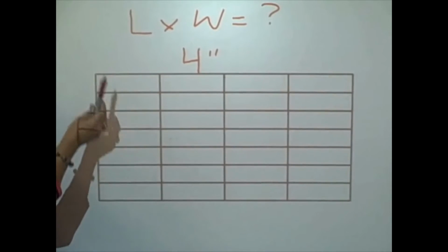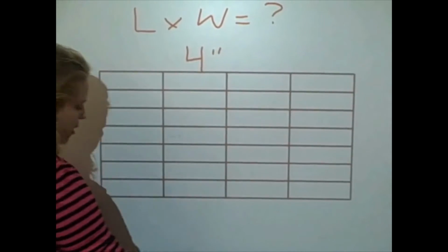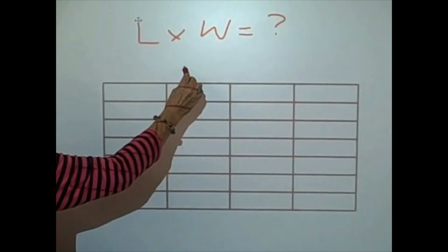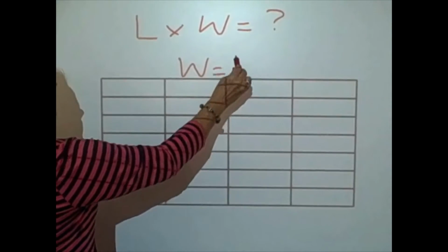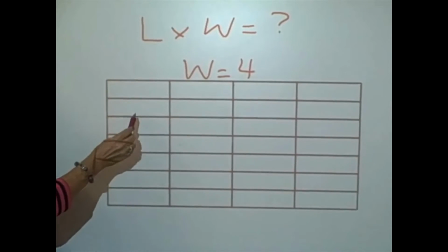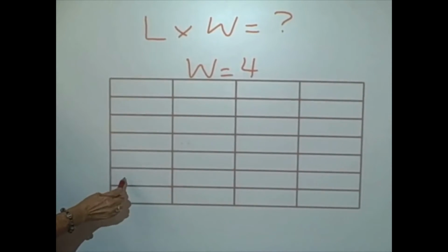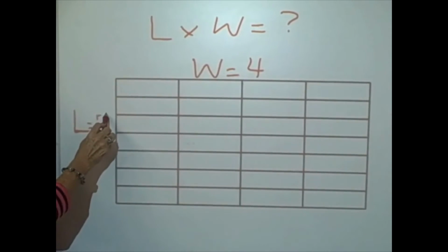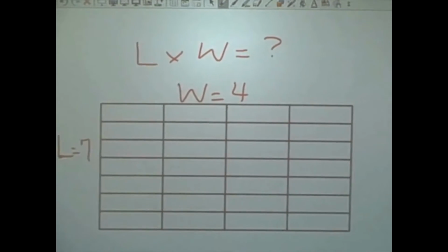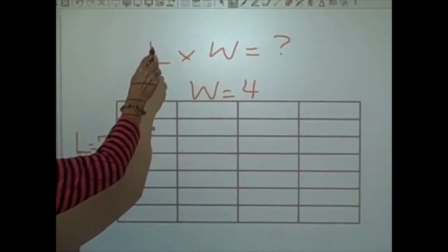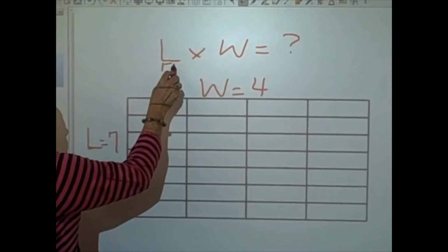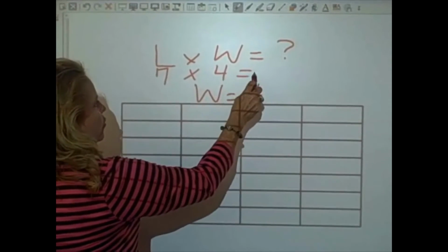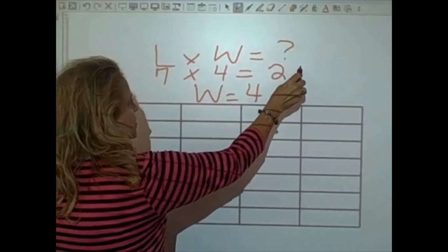Then I would count the width. That would not be my length. That would be my width, because the length has to be longer than the width. 1, 2, 3, 4, 5, 6, 7. So my length would equal 7. And then if I multiply those two together, the length was 7 and the width was 4. The area would be 28.